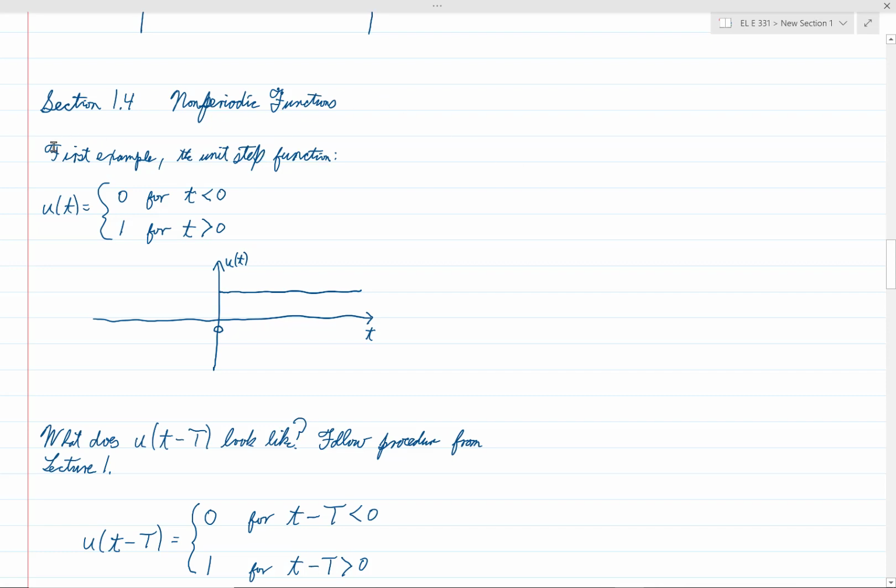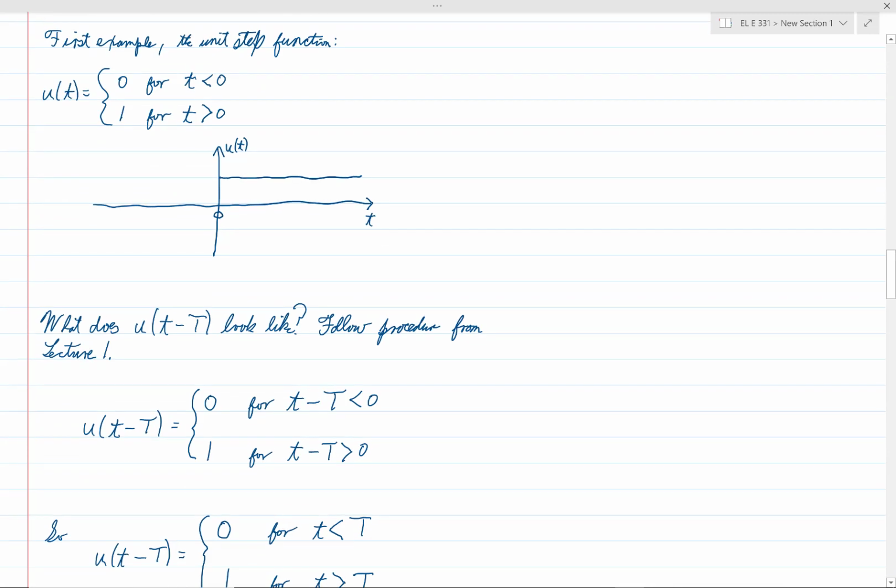The first non-periodic function we want to consider is called the unit step function. And the unit step function is usually designated u of t, and is equal to 0 when t is less than 0, and it's equal to 1 when t is greater than 0. So here is a graph of the unit step function. And that's about all there is to it.